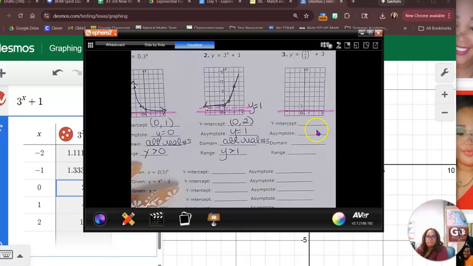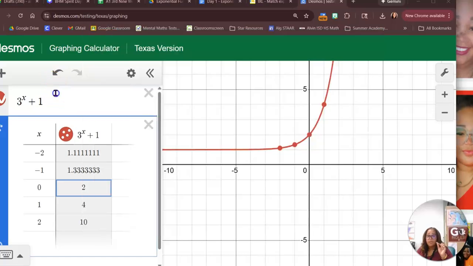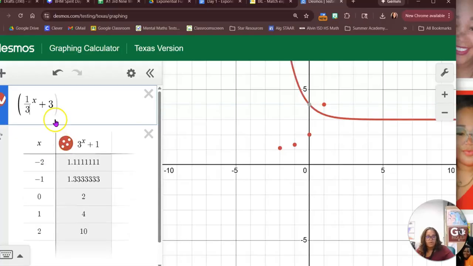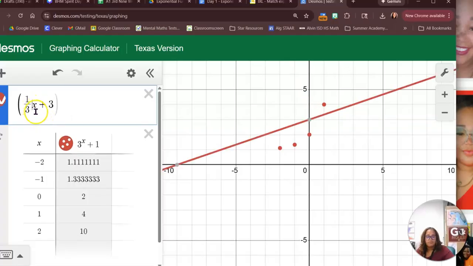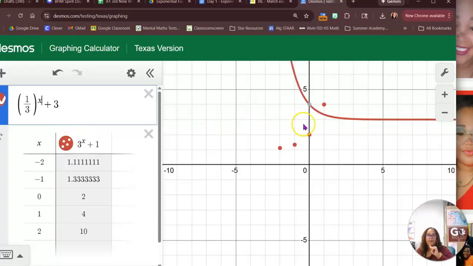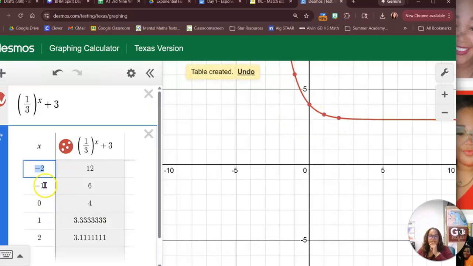All right, so I've got something similar here, and this is plus 3, so it's probably going to be an asymptote of 3. And then this is 1/3 to the x power. There we go. Let's get rid of those old points, and it looks like my asymptote is at 3 here. And let's find some new points. -1 and 6, 0 and 4, and -2 and 12.